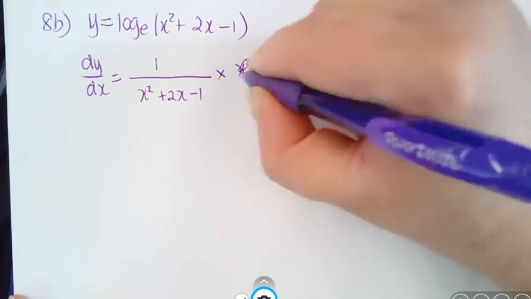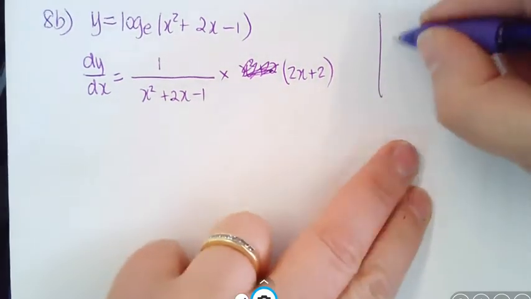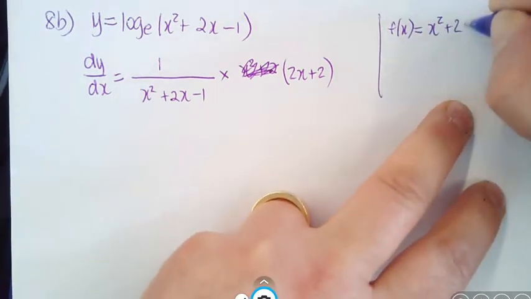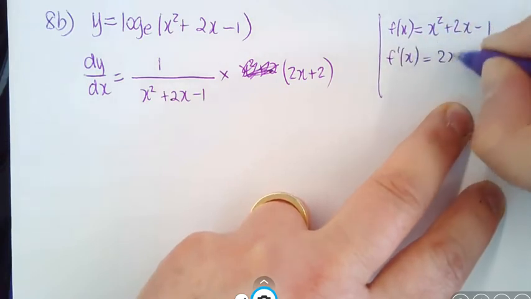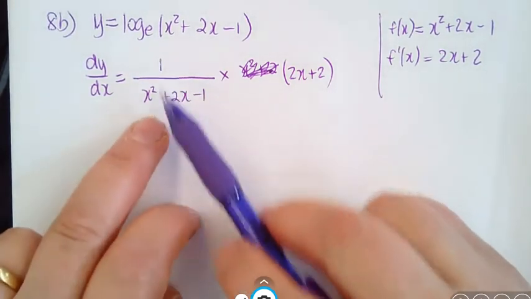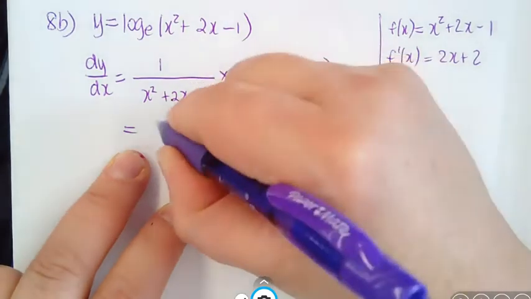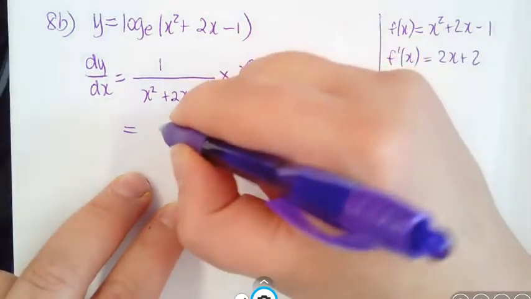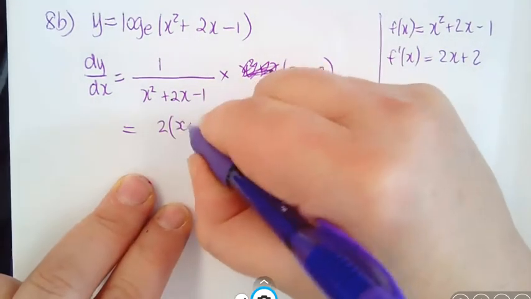Times 2x plus 2. Now, if you want, on the side, you could go function of x is x squared plus 2x minus 1 for your working out. f dashed x is 2x plus 2. Because you know that the rule dy dx will be 1 on function of x times f dashed x. All right? And so we get, you know what I want to do here? I wanted to factorize it out just in case. 2 bracket what? x plus 1.